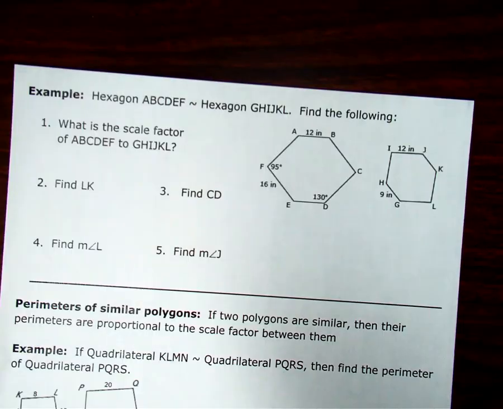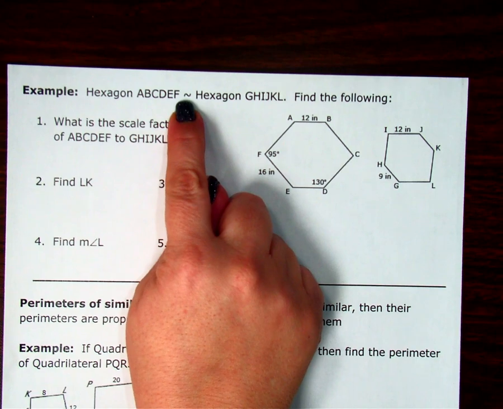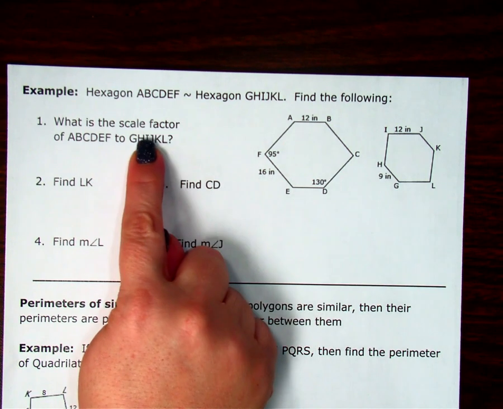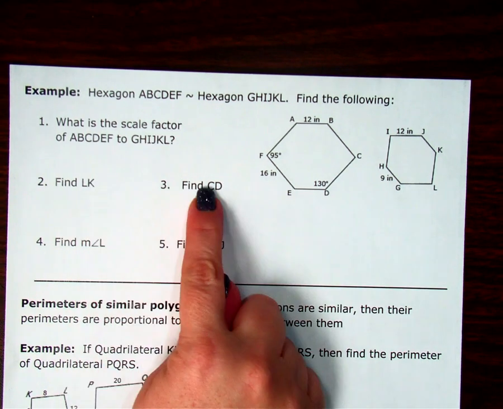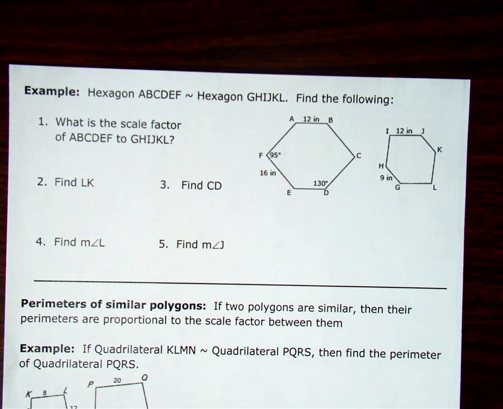Okay? So in this example that we're going to do, they tell me my two hexagons are similar, and then I want to find the scale factor, I'm going to find some side lengths, and I'm going to find some angles. Okay? So the first thing that I want to do is I want to find my scale factor.